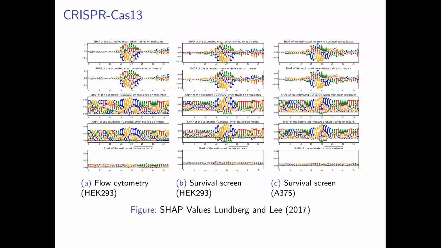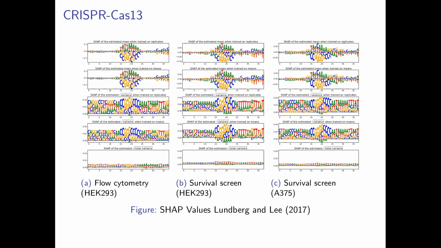Having validated our method, we then considered the real-world problem of studying sequence-dependent heteroscedasticity in CRISPR-Cas13, an RNA targeting gene knockdown system. My collaborators collected 3 Cas13 efficacy datasets that vary in cell type and measurement technology. For each of these datasets, we have 2 to 3 measurements per target sequence. We trained our model on the raw replicates and then again on their average.